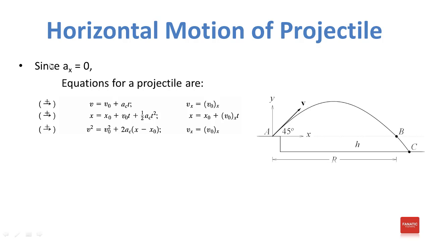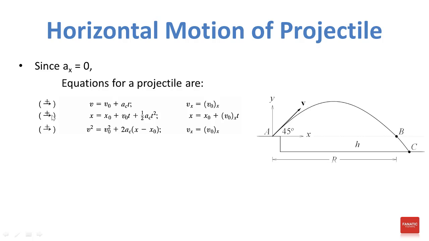As we know that in the x component the acceleration is equal to 0, we put that acceleration in the first equation. So we get Vx is equal to v naught of x. Vx is the final velocity along the x component, and v naught x is the initial velocity along the x component. This term will be 0, and we are taking the x component positive in this direction.